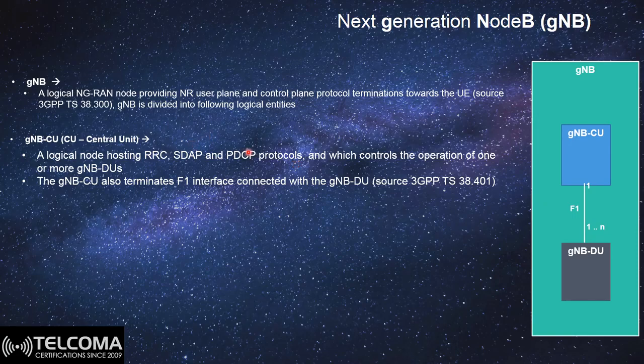So the SDAP and PDCP protocols, or the upper protocols, will be the responsibility of the central unit, which controls the operation of one or more distributed units, or G-NodeB DU. The G-NodeB central unit also terminates all the F1 interfaces connected with the G-NodeB distributed units as per 3GPP 38.401.